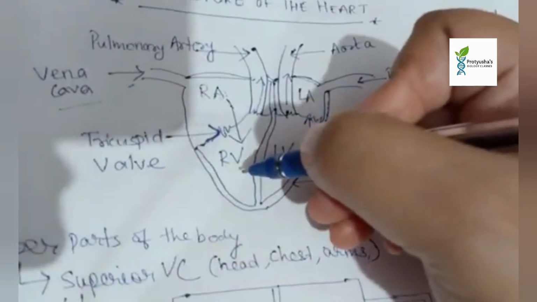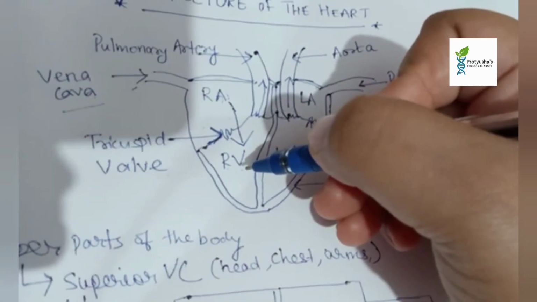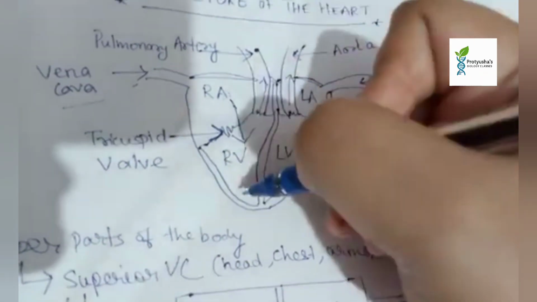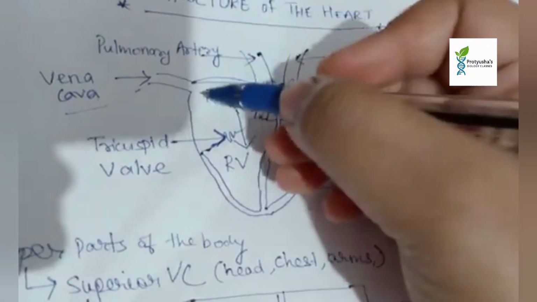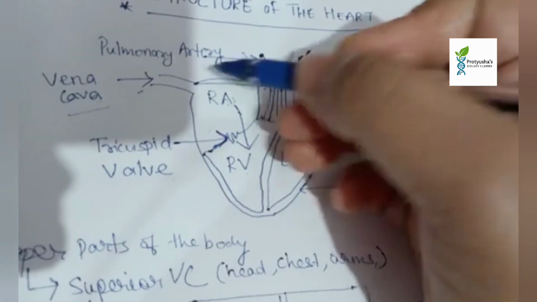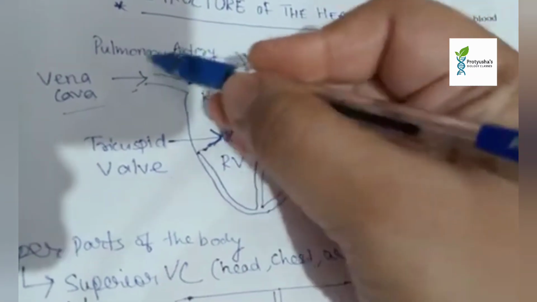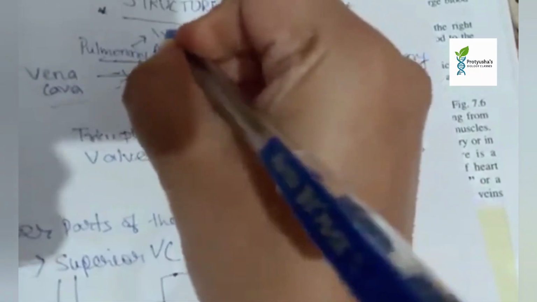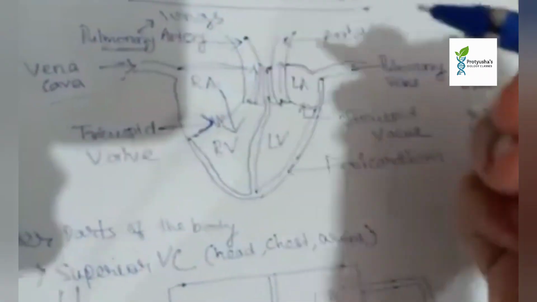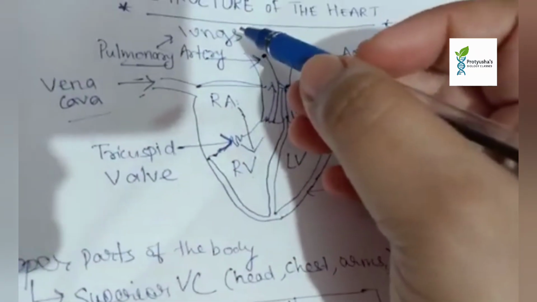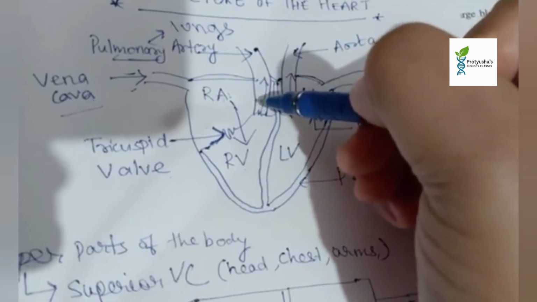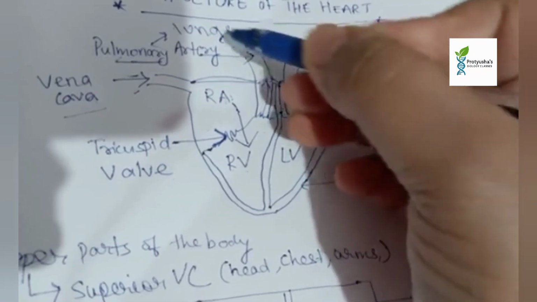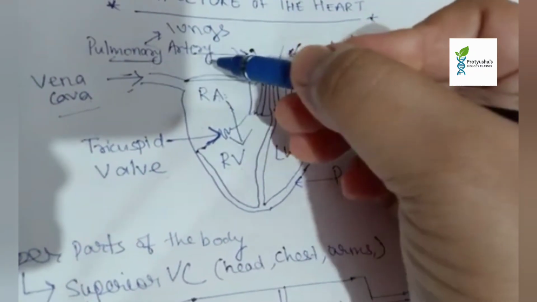Now from the right ventricle, as we know, ventricles are distributing chambers. They will distribute the blood. From the right ventricle, the blood will go to the lungs. What is the name of this artery? It is the pulmonary artery. The word pulmonary means lungs. Anything related to lungs, we call it pulmonary. So because this artery is taking the blood to the lungs, we call it the pulmonary artery.